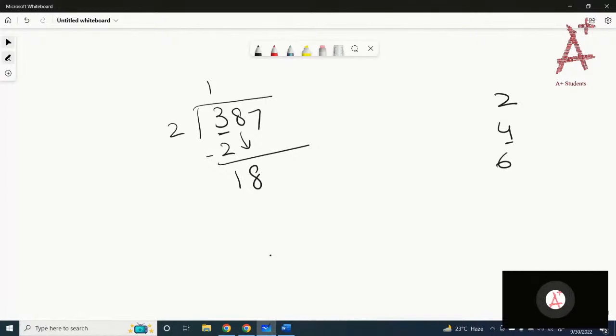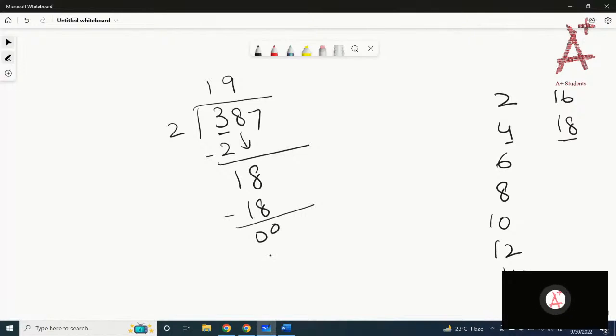So 2 times 3 is 6, 2 times 4 is 8, 2 times 5 is 10, 2 times 6 is 12, 2 times 7 is 14, 2 times 8 is 16, and 2 times 9 is 18. So we can go for 2 times 9. 2 times 9 is 18. 18 subtract 18 is 0. We have the next digit, just bring the next digit down.